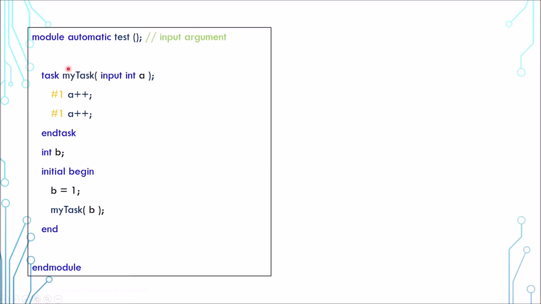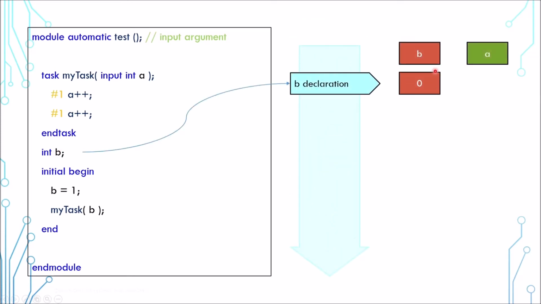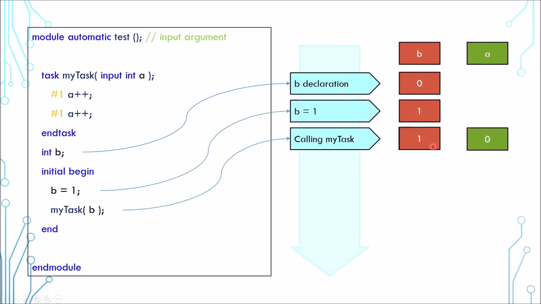This is a simple task with an input argument A. The task increments the value of A at a separate timing. Outside the task, there is a variable B. Now let's walk through this step by step. At this point, B is created and its value is default 0. At this point, it is assigned to 1. And at this point, the task is called and B is passed as an input argument.